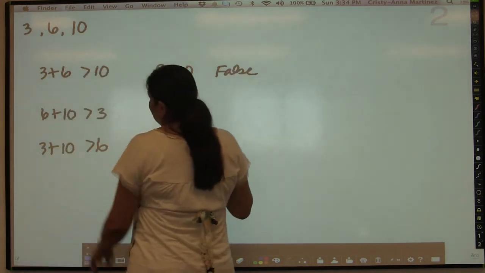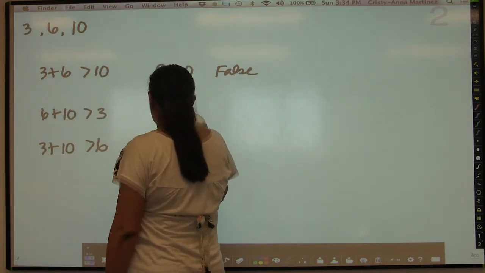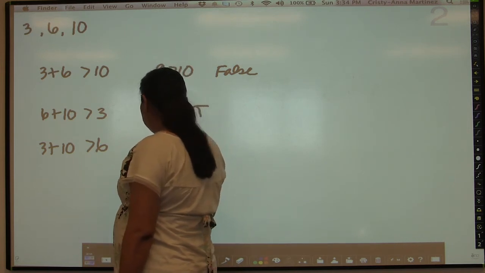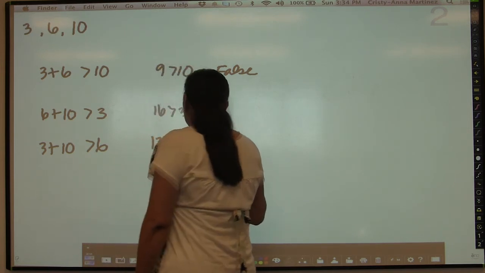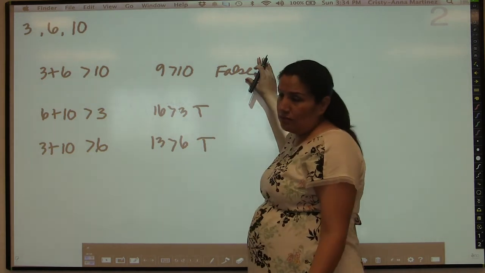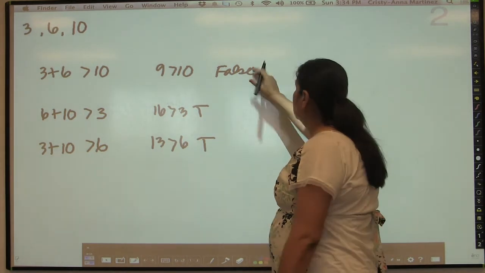And then here we have 16 is bigger than 3, which is very true. And 13 bigger than 6, which is also true. But because one of the inequalities failed, then the triangle doesn't exist.